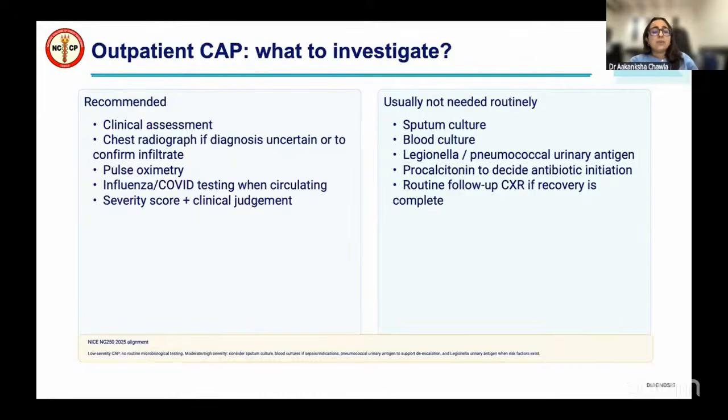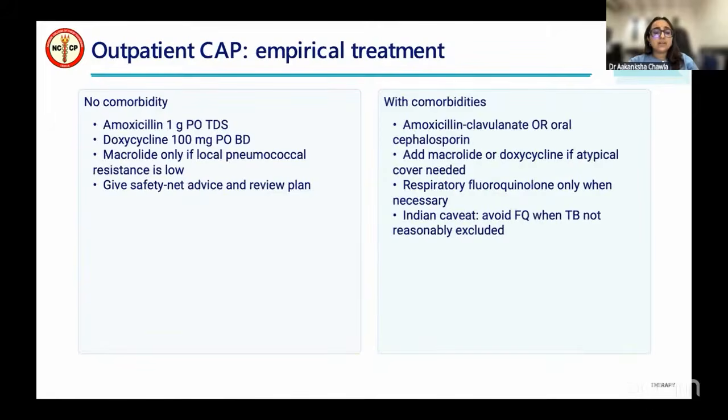Now, when you're treating a patient of CAP on an outpatient basis, usually clinical assessment, proper examination, as well as pulse oximetry is enough. You usually do not need to send extensive microbiology or biomarkers for a patient who's being treated on an outpatient basis. Chest X-ray is done in cases when you think the diagnosis is uncertain or you want to confirm the presence of an infiltrate. So extensive microbiology and biomarkers were not needed in this patient as well.